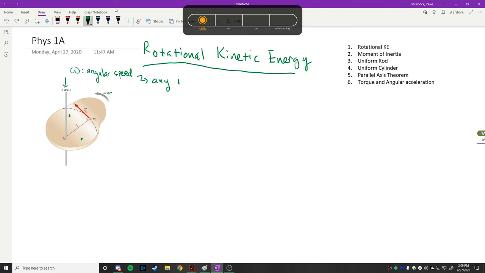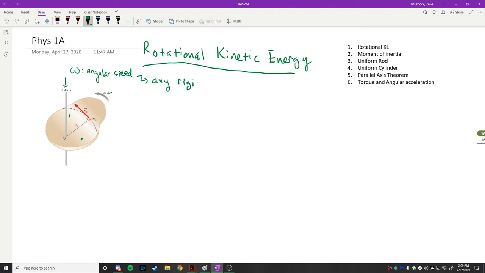any rigid object, all points have the same angular speed.